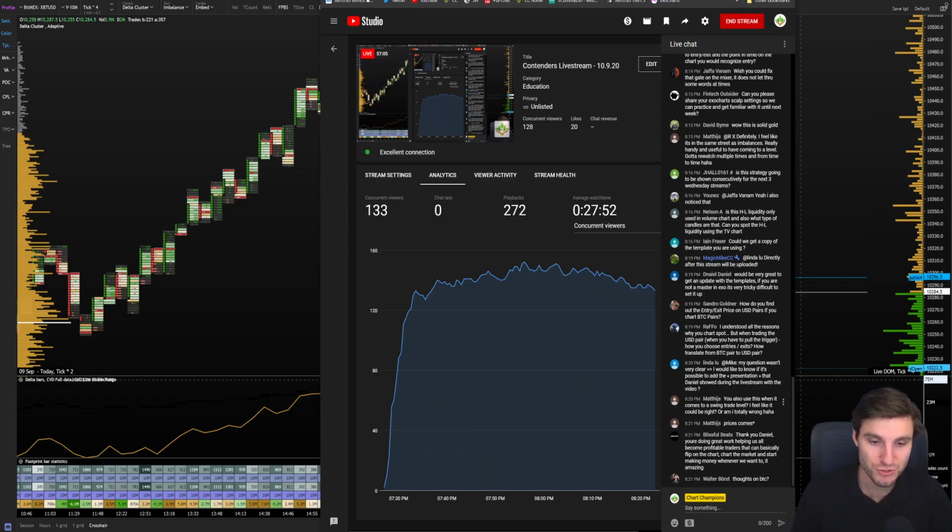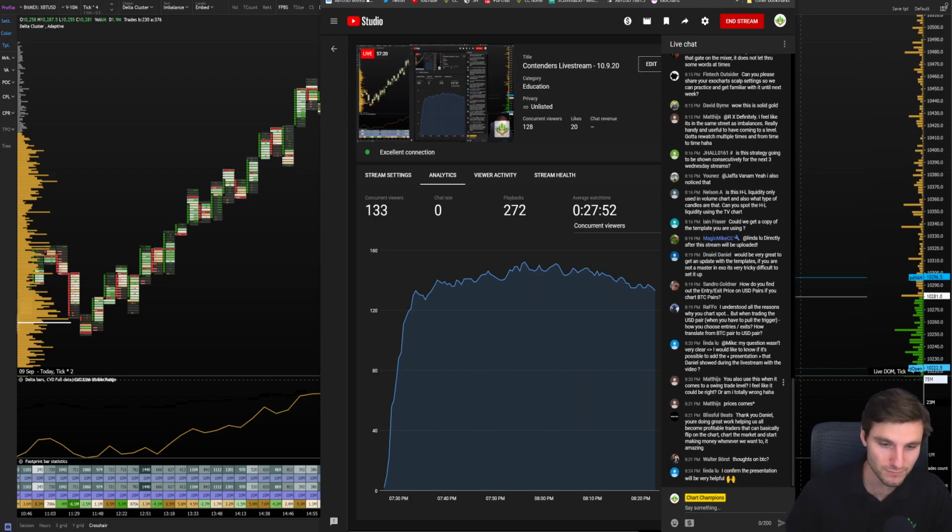Do you also use this when it comes to swing trades? I feel like it could be right, or am I totally wrong? So I do not really use this, if I'm honest, when it comes to swing trades. I use it on day trading only. I'm not saying you couldn't use this for swing trading. You could, but I don't.